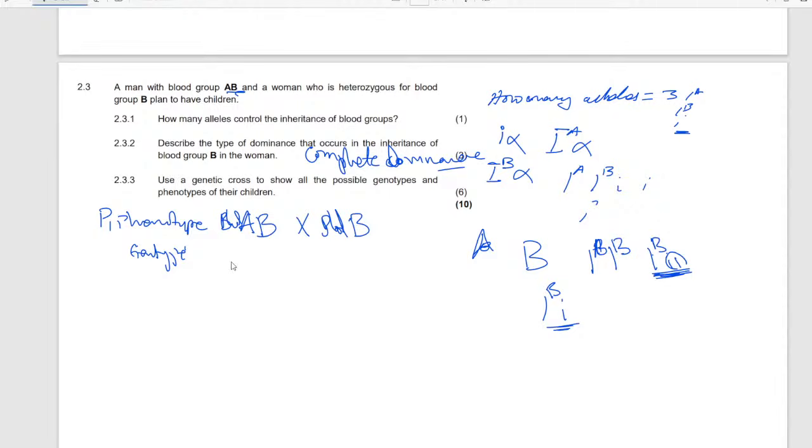AB is obvious. There is no issue with that. So you're saying that blood group AB is A, then B, crossing with, here is the issue, is it homozygous or heterozygous? They have to give you a clue which shows that it is homozygous or heterozygous. We go back to the question.